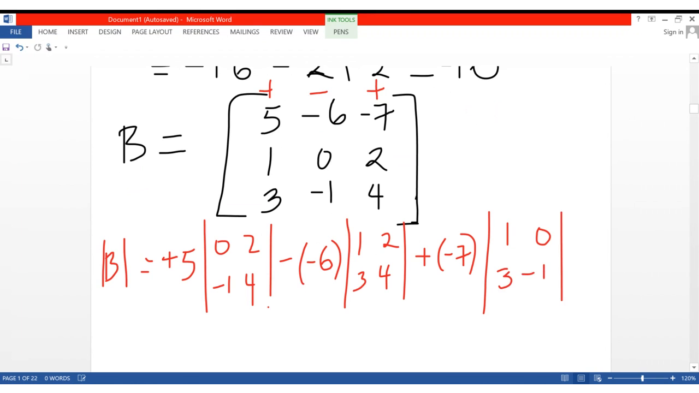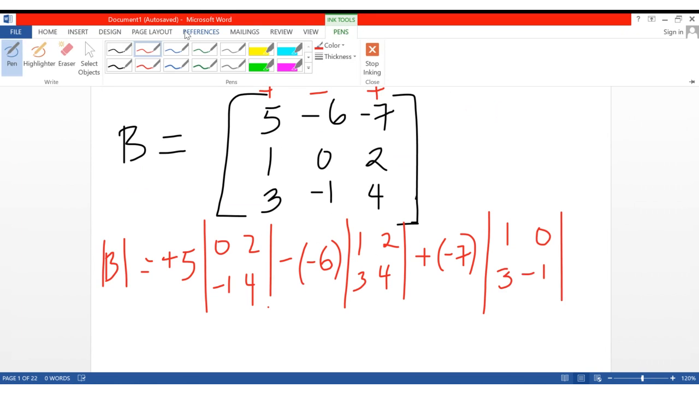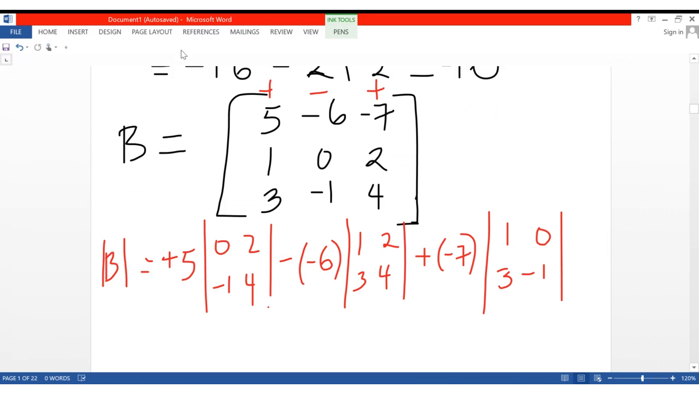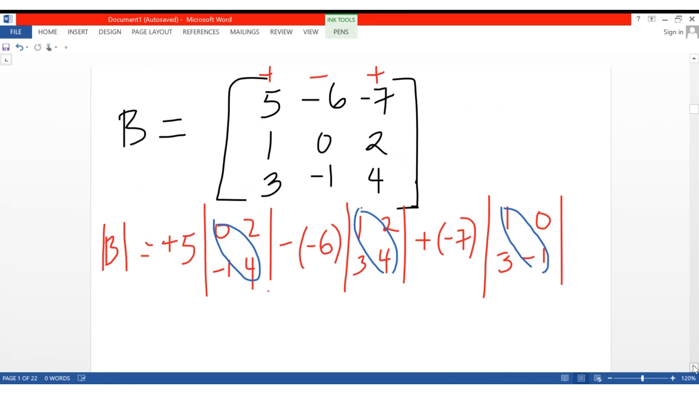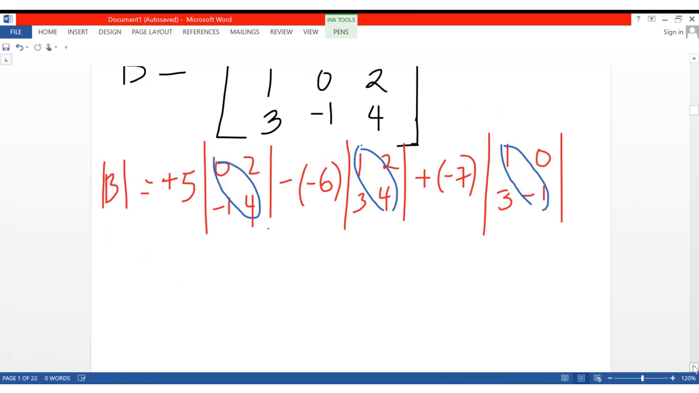I said I'll skip a particular step by just multiplying the leading diagonal minus the minor diagonal. The one that I'm putting in blue is the leading diagonal. I multiply the leading diagonal, and then I subtract the other one. So this is what I'll be able to end up with.